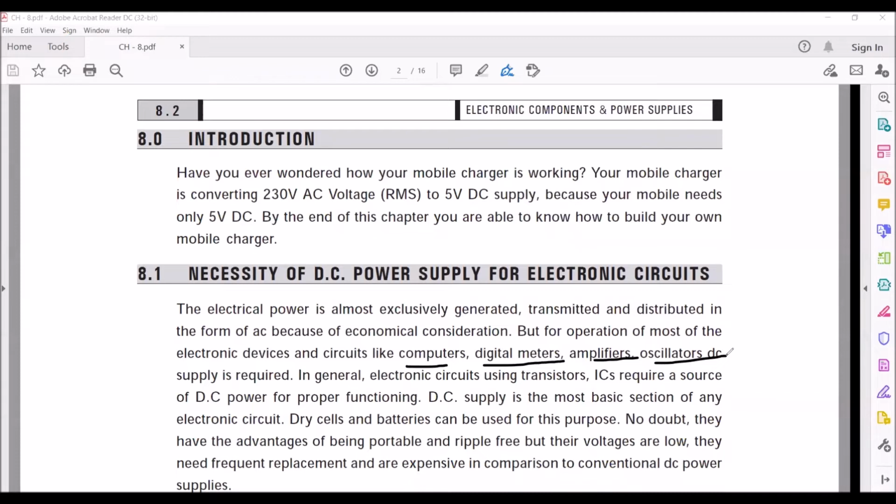But as we mentioned previously, the electric power that is being generated and transmitted is almost entirely in the form of AC only. In order to avoid losses and for economic considerations we are transmitting AC, but our electronic devices operate with DC. This DC we can get even from batteries also.